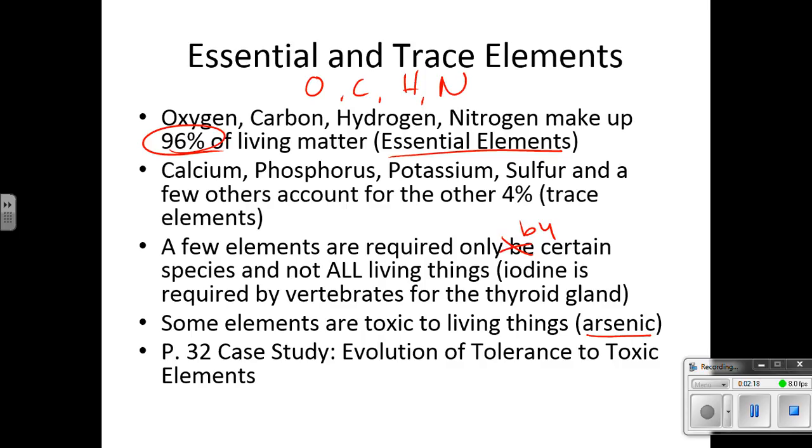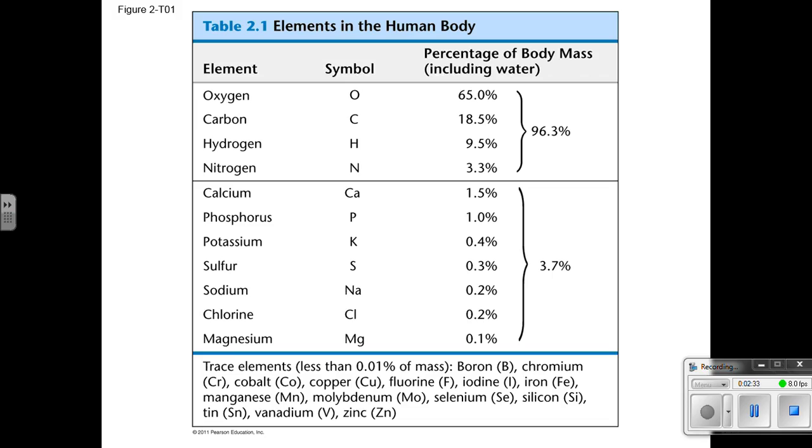On page 32, there is a case study of evolution of tolerance of toxic elements. I want you to read through that, and I believe in your notes there is something that you need to write about that. So if you need to pause the video and go ahead and do that, you may. This is just a table showing the elements of the human body, trace versus essential.